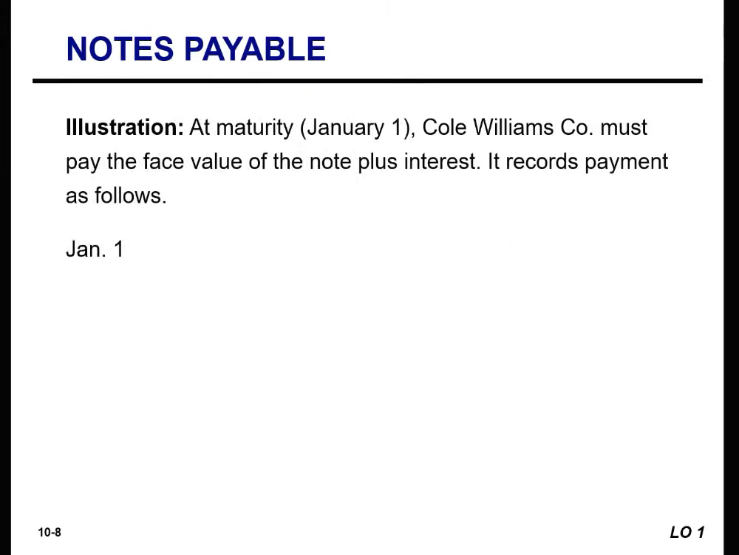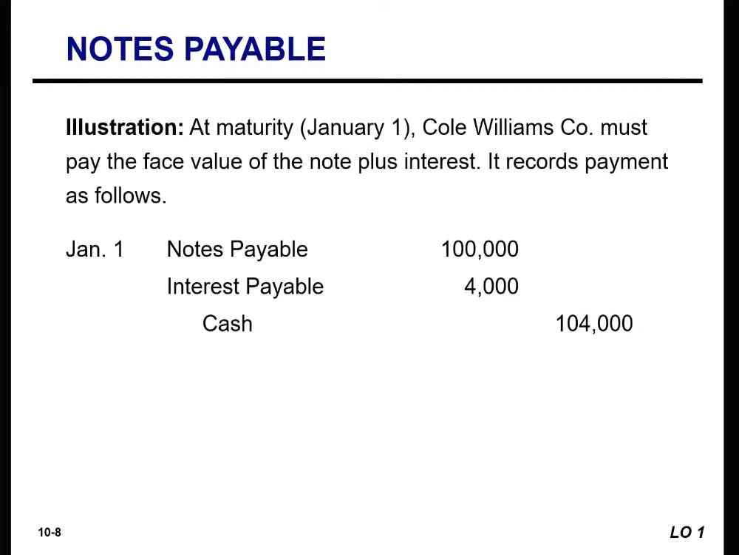Now at maturity, Cole Williams Company has to pay the face value of the note plus interest. It records that payment by reducing the notes payable, reducing the accrued interest payable, and then paying out the $104,000 worth of cash.